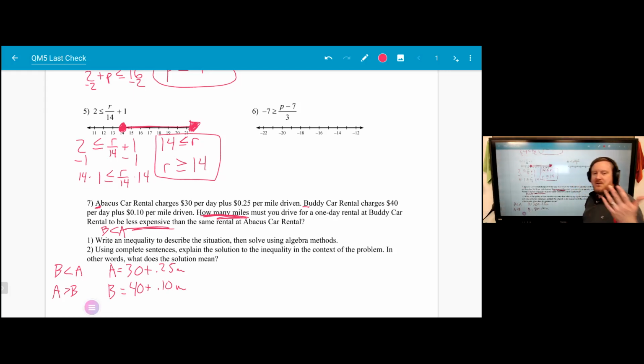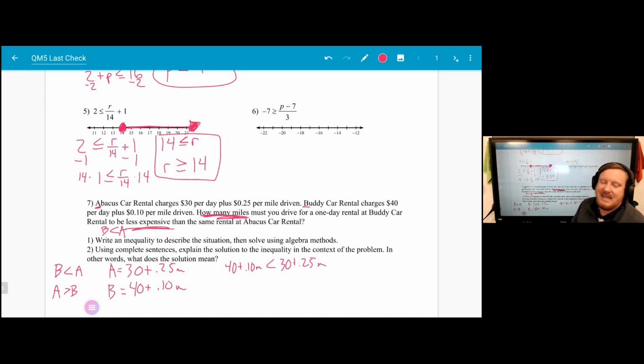So let's go ahead. I'm going to use the first one. I've got 40 plus 10 cents times M. When is that less than 30 plus 0.25, or 25 cents, times M?